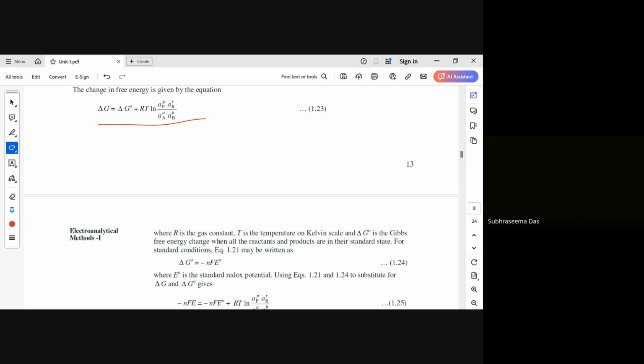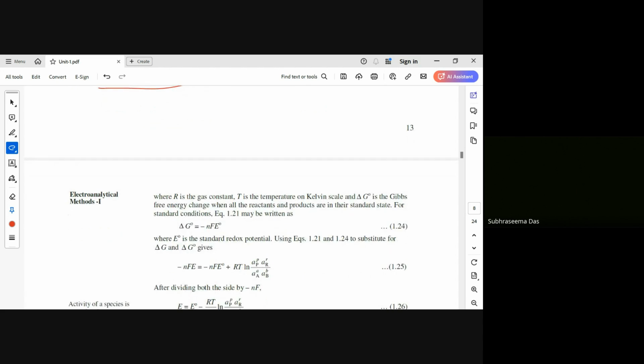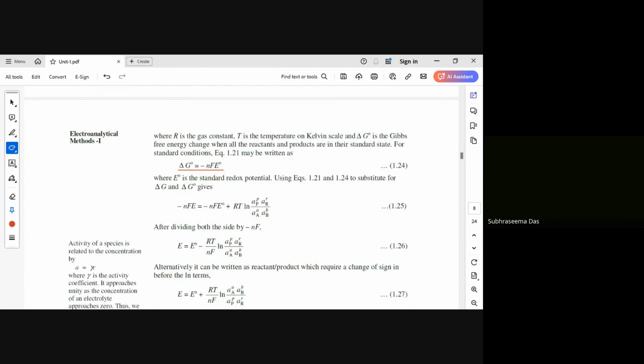In this equation, delta G is the free energy of the material, whereas delta G zero is the free energy when all the reactants and products are in their standard states. R represents the universal gas constant, T is the temperature, and the ln term represents the activity of the products and reactants. Combining all this, we can also write in the standard state that delta G zero is equal to minus NFE zero.